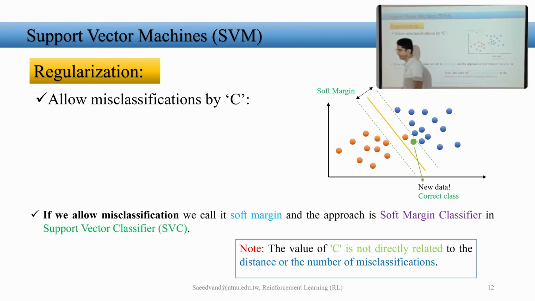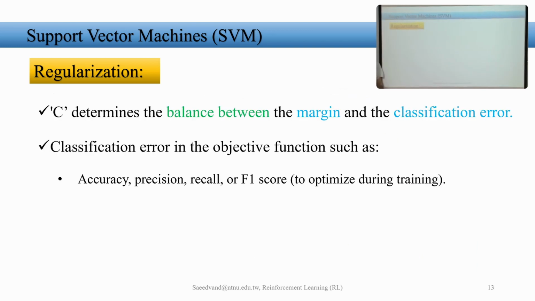I will explain the whole procedure of how to find it. And you will see how useful the last courses that we've had are in this class. We are going to use them again and a lot. It's a kind of chain of the things that we are learning in order to learn more advanced techniques. So then we can say C determines the balance between margin and the classification error.